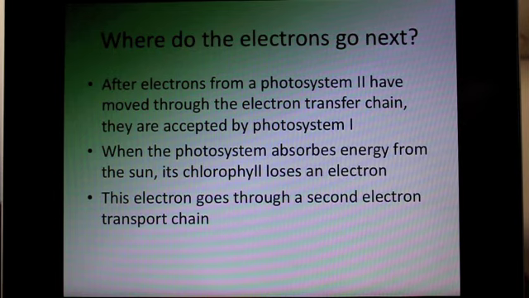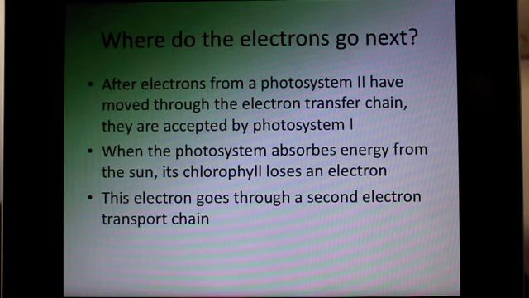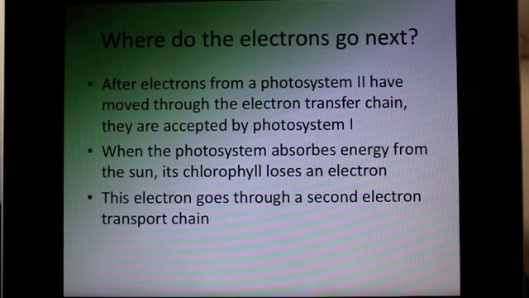After the electrons from photosystem 2 have moved through the electron transport chain, they are accepted by photosystem 1. I know that sounds backwards, and on behalf of scientists everywhere, I apologize to you for that. We discovered photosystem 1 first, and then photosystem 2. When the photosystem absorbs energy from the sun, its chlorophyll loses an electron, and the electron goes through a second electron transport chain.